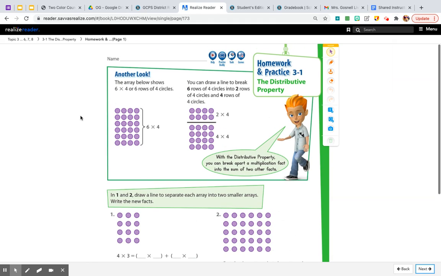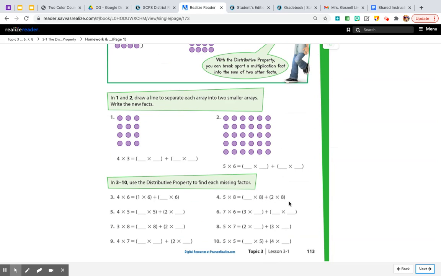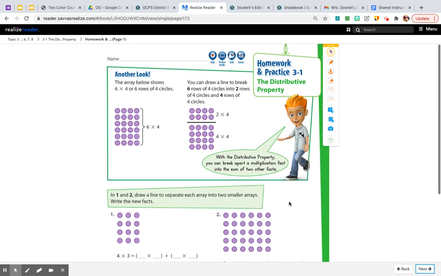Okay, we are on page 113. Here, we're going to take another look at distributive property. I put in Schoology counters. It's like virtual counters for the bottom half of this assignment. So you might need those counters when doing this page, and feel free to use them. That's why I put them there.